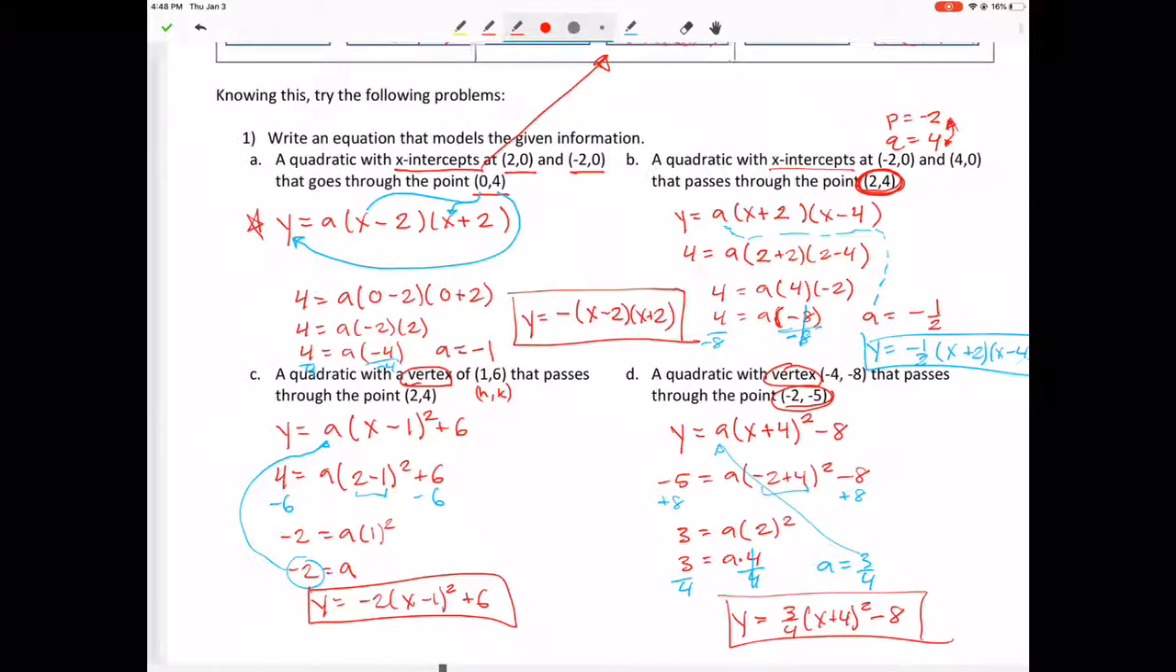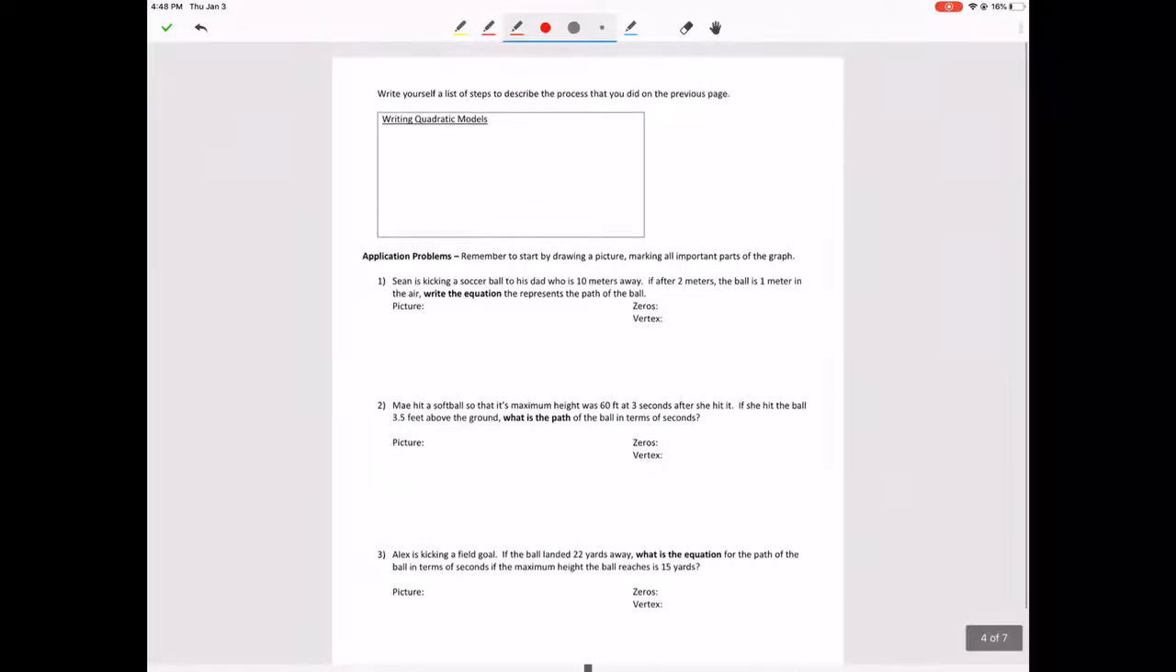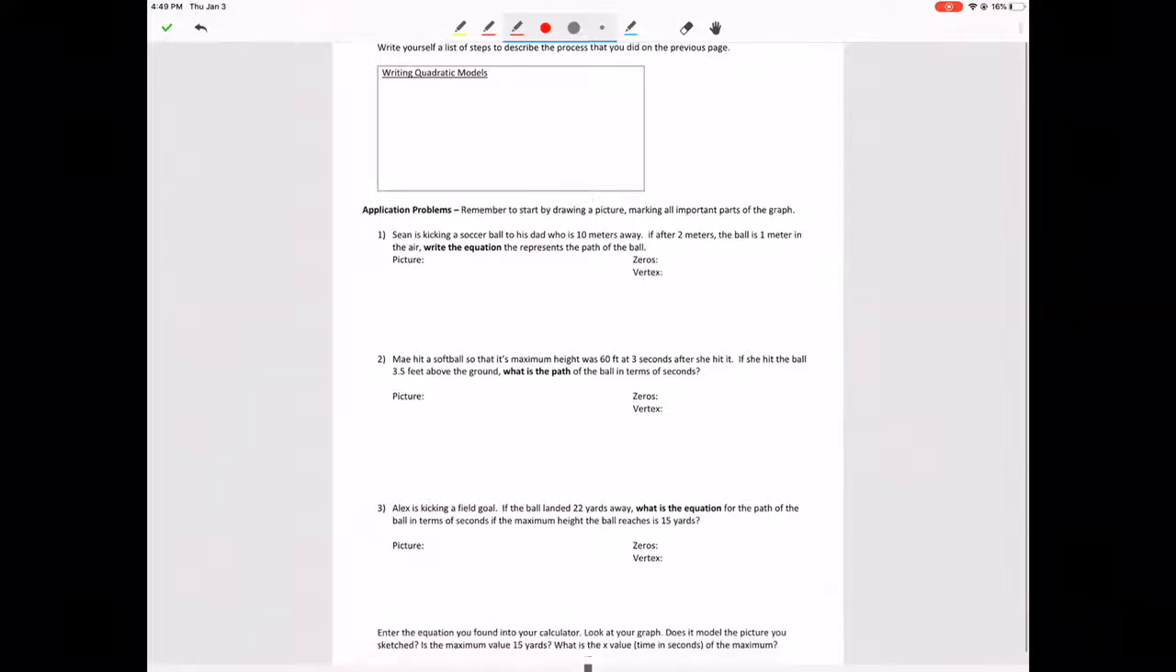Okay, hopefully that's not too bad. Let's go to the next page. It says, write yourself a list of steps to describe the process that you did on the previous page. So I'll leave that to you.